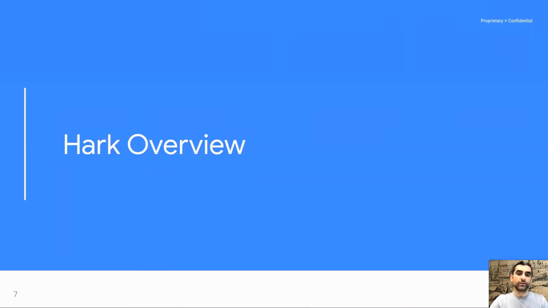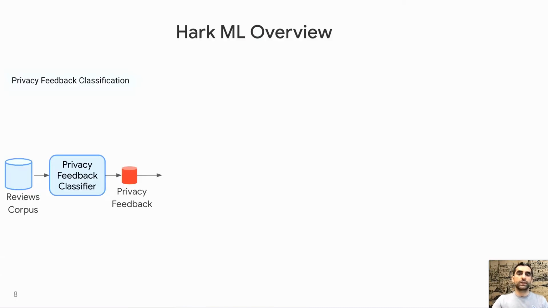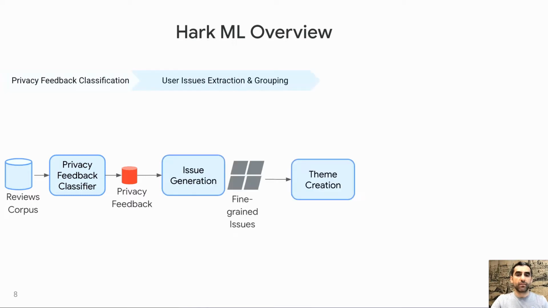Now we provide an overview of Hark's components in the following slide. Hark works in multiple stages. Given a set of reviews at the level of app, developer, or even the store category, we have a privacy classifier that finds the privacy feedback. The feedback is then fed into an issue generation model that produces fine-grained issues representing each review. Then, these issues are grouped into higher-level themes that are easily glanceable.